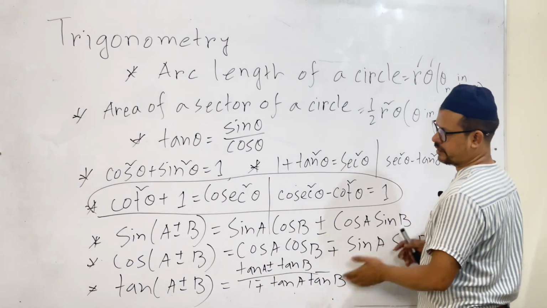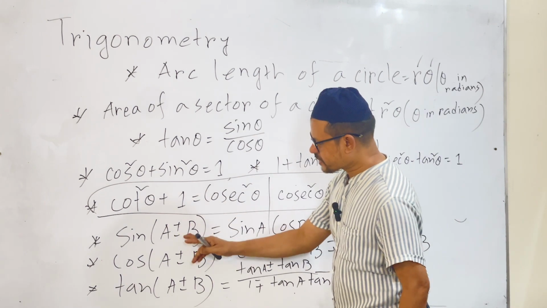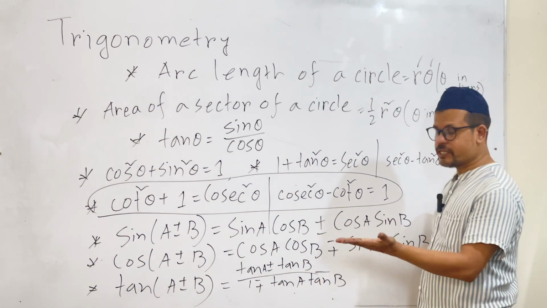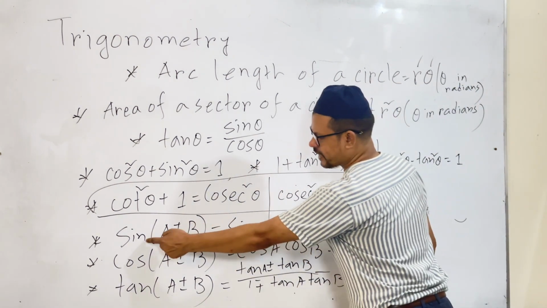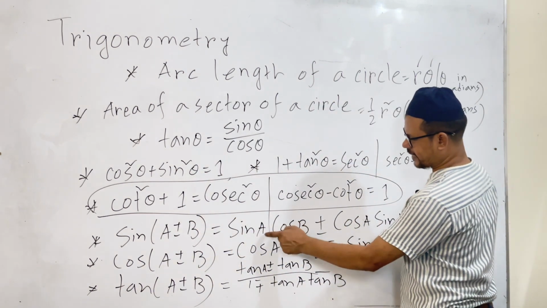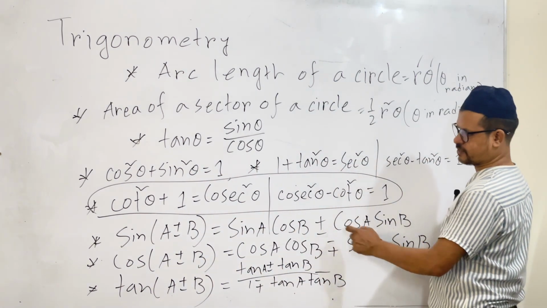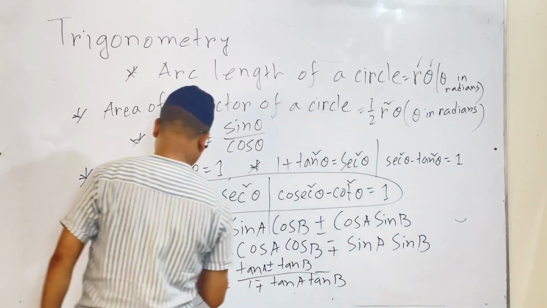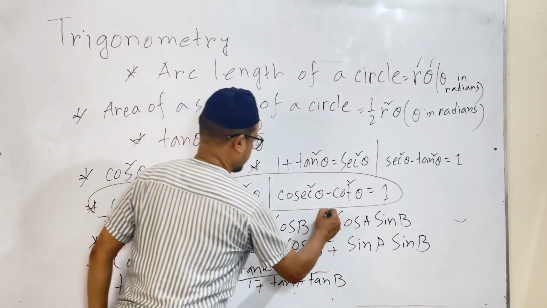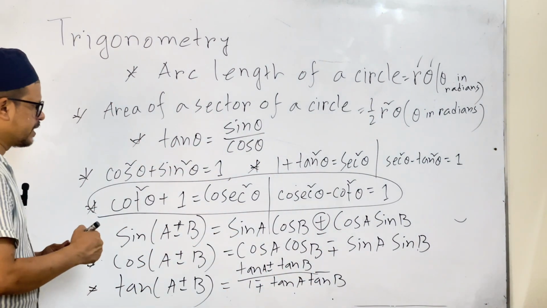Now sin (A plus or minus B) is also easy. Sin (A plus B) equals sin A cos B plus cos A sin B.